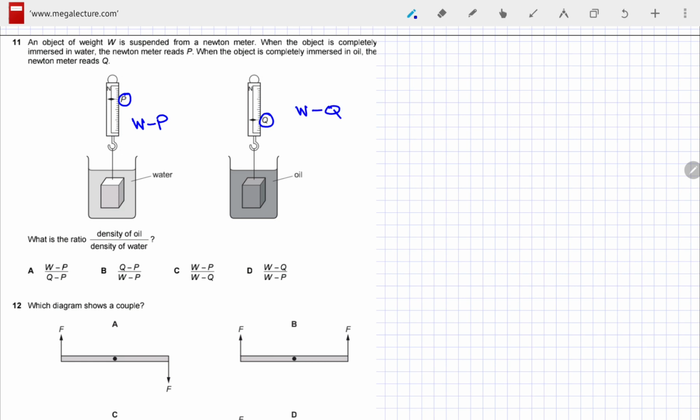And we know that the density is proportional to the upthrust force, and therefore the correct option for the ratio of density of oil to density of water would be, for oil it's W minus Q, and for water it's W minus P. So the correct option is option number D.